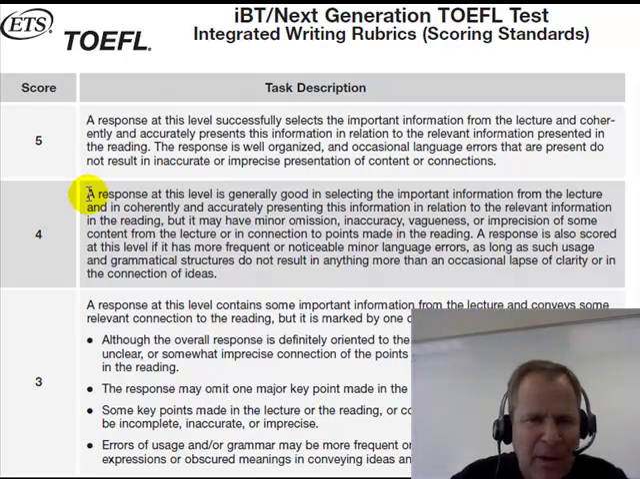So you have here, it says, a response at this level is generally good in selecting the important information from the lecture and in coherently and accurately presenting this information in relation to the relevant information in the reading, but it may have minor omission, inaccuracy, vagueness, or imprecision of some content from the lecture or in connection to points made in the reading. A response is also scored at this level if it has more frequent or noticeable minor language errors, as long as such usage and grammatical structures do not result in anything more than occasional lapse of clarity or in the connection of ideas.